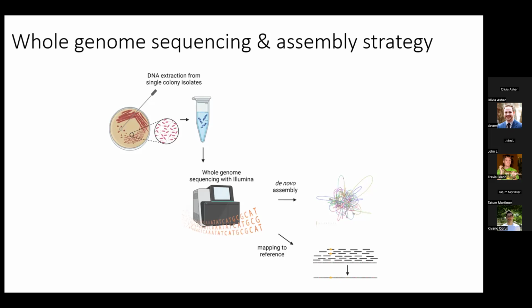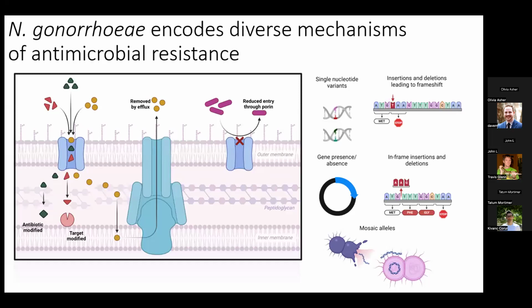Part of the reason that we take this multi-pronged strategy is because gonococcus encodes diverse mechanisms of antimicrobial resistance. Not only are the biological mechanisms diverse, so you can have reduced entry through the porin, efflux of the drug back out of the cell, or modifications to the antibiotic or the antibiotic's target, but the genetic mechanisms leading to those phenotypes can be quite varied. We have single nucleotide variants, insertions and deletions that cause frame shifts, or even in-frame insertions or deletions. But we also have things like gene presence absence. Not all gonococci include the same genes. That's why it's important for us to look at the de novo assembly to look for changes in the accessory gene content.